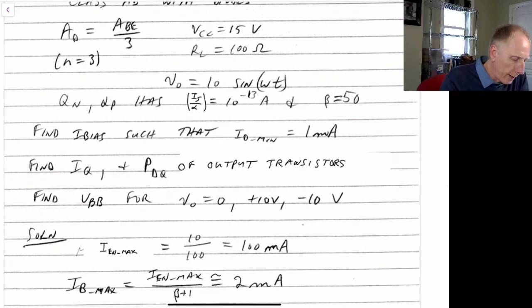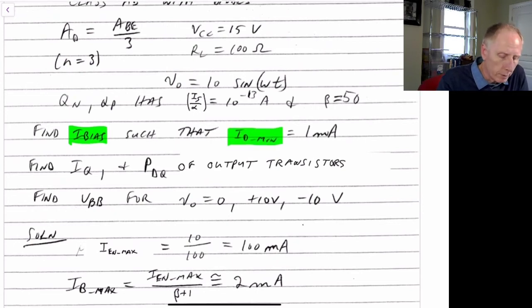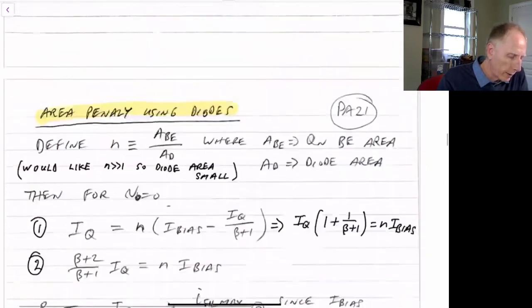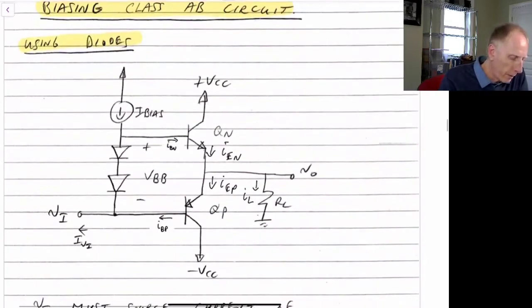So we'd like to find I bias such that our minimum current that we ever get in our diodes is equal to 1 milliamp. Remember, in this circuit here, this will be a fixed value, but as I push more current, as IBN increases, this current is going to decrease. And I don't want it to ever get less than 1 milliamp. That's what we're saying in this example.